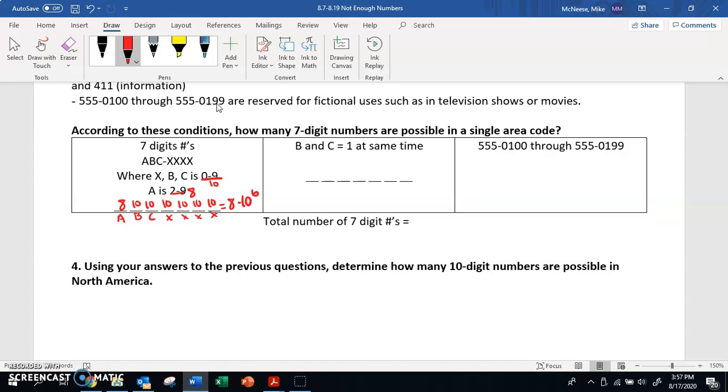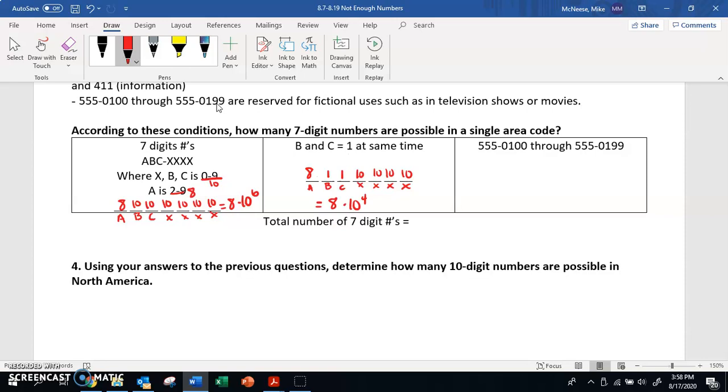Now I need to look at the first restriction. The B and C is equal to 1 at the same time. So I know that it still follows the form A, B, C, X, X, X, X. A has 8 possible outcomes. If B and C are equal to 1, how many options do you have for B? Just 1, right? Same for C. And then X, we have 10 possible outcomes. So it's 10, 10, 10, 10. And I'm just multiplying these out just like I did over here. So I've got 8 times 1 times 1 times 10 times 10 times 10 times 10. And so I've got 8 times 10 to the 4th.